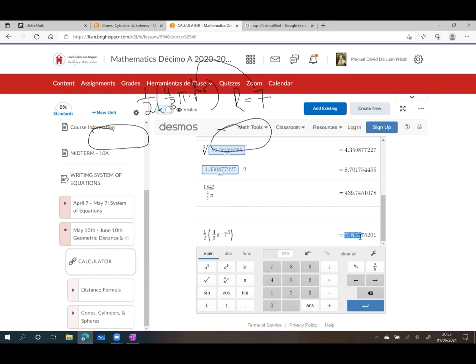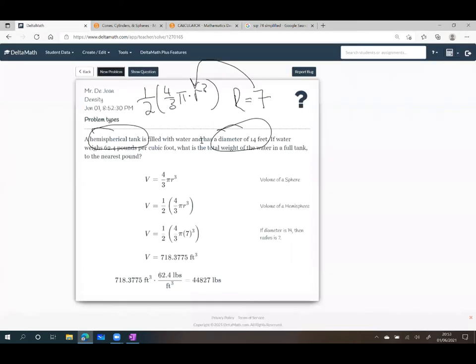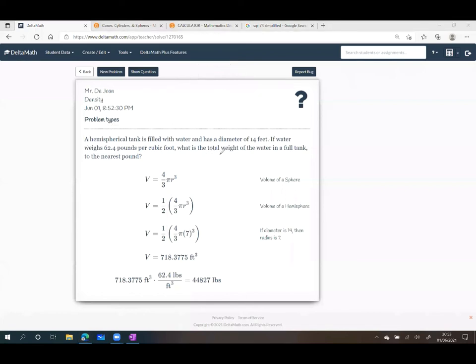So we have 718.37. Let's see what the question was asking us for again. It is asking us for the total weight of a water tank, because it is already giving us the density. How do you know if it's giving you the density? If you ever see the word per. Per is always in reference to the density, everyone.